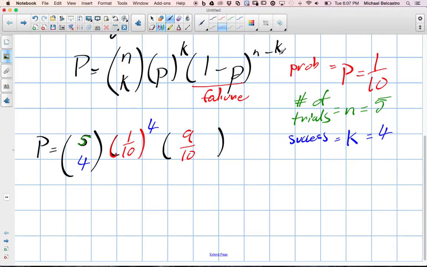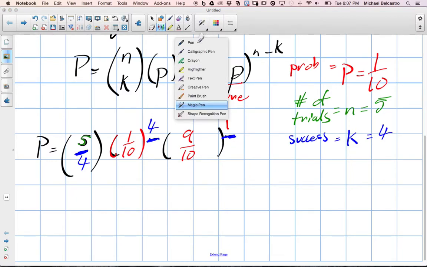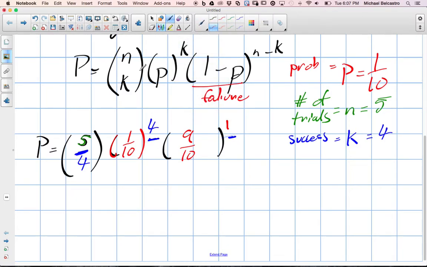And N minus K is just subtracting those two values. So it's 5 subtract 4, so your exponent becomes the number 1. These two always have to add up to our total. So if our N total is 5, then we know that 4 and 1 must be 5. So the probability that we score 4 times out of 5 tries, what was that combination equal to? 5. Okay, so it's 5 times 1 over 10 to the power of 4, that'd be 10,000.